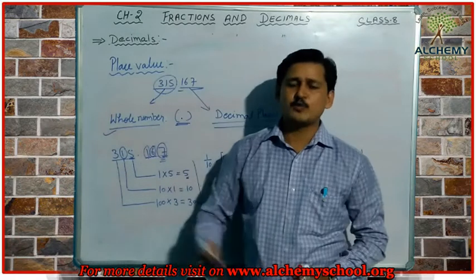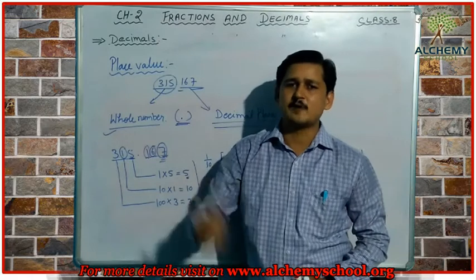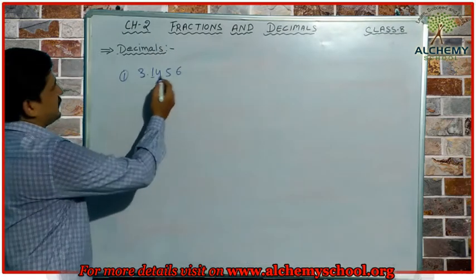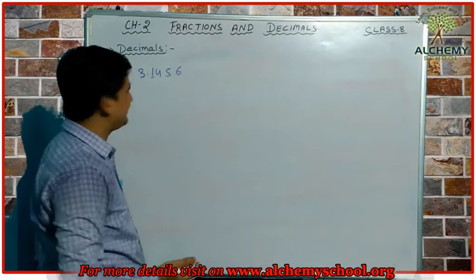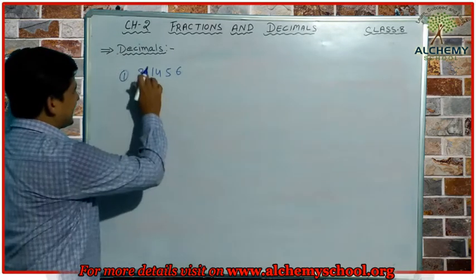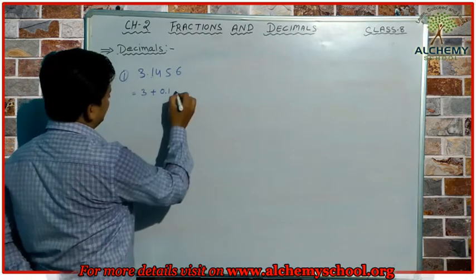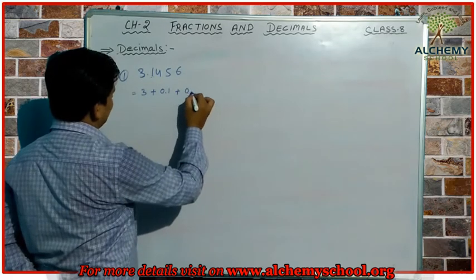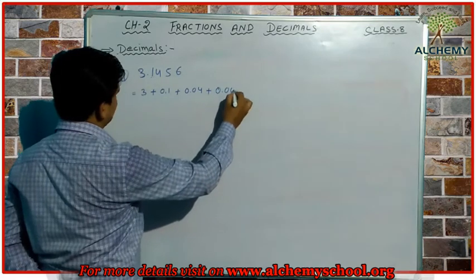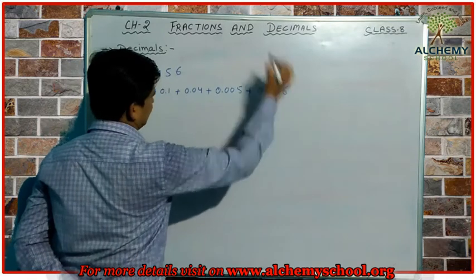Okay, so now we are going to discuss how we can write a given number in expanded form. Suppose that we have the number 3.1456 and we are going to represent the given number in expanded form. So how can we represent it? Simply, we can write the given number as 3 plus 0.1 plus 0.04 plus 0.005 plus 0.0006.